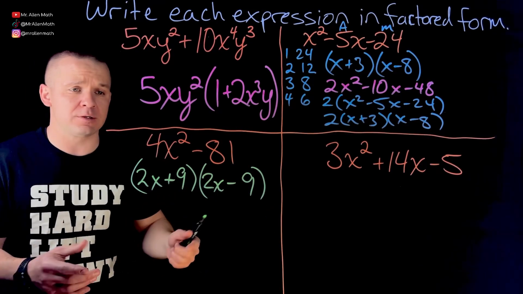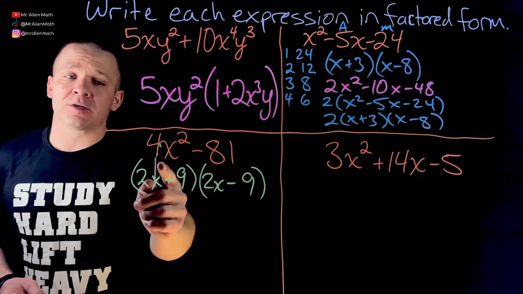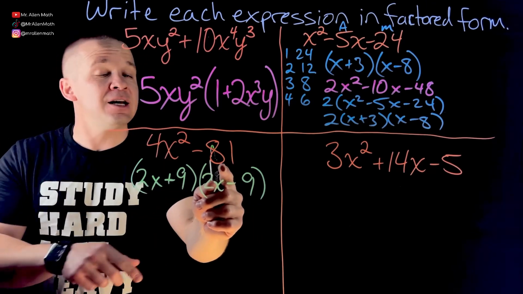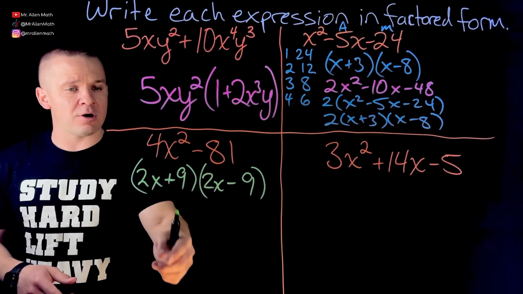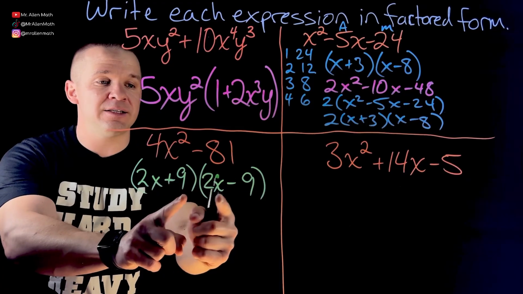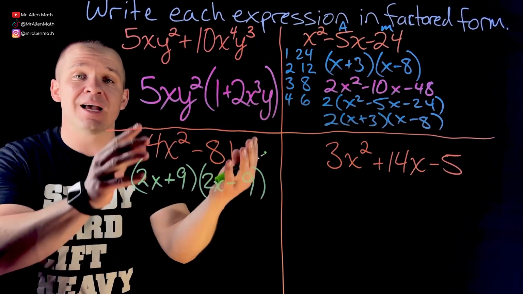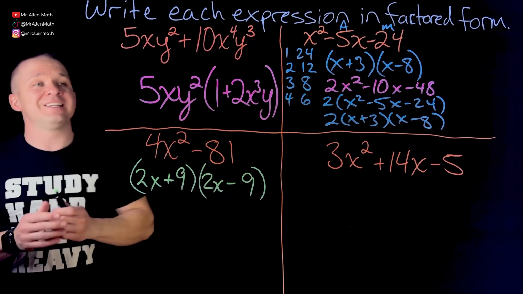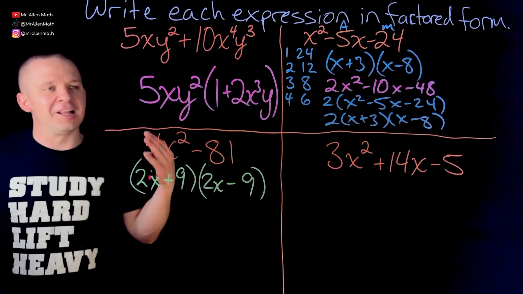Let me show you guys how this works. 2x times 2x is 4x squared. 9 times negative 9 is negative 81. Where's my middle term? Well, this is going to give you positive 18x. This is going to give you negative 18x. They cancel each other out. That is it.